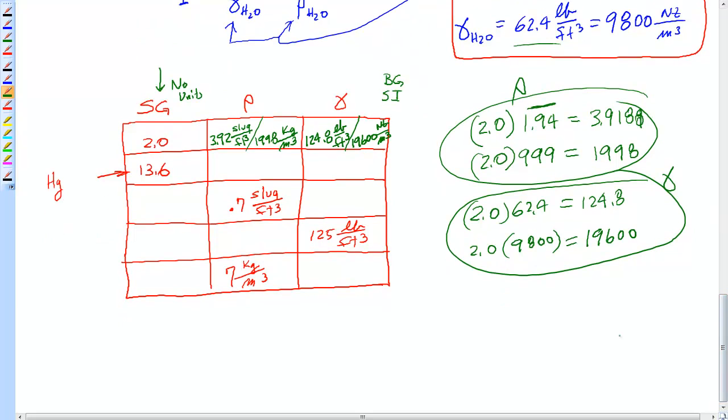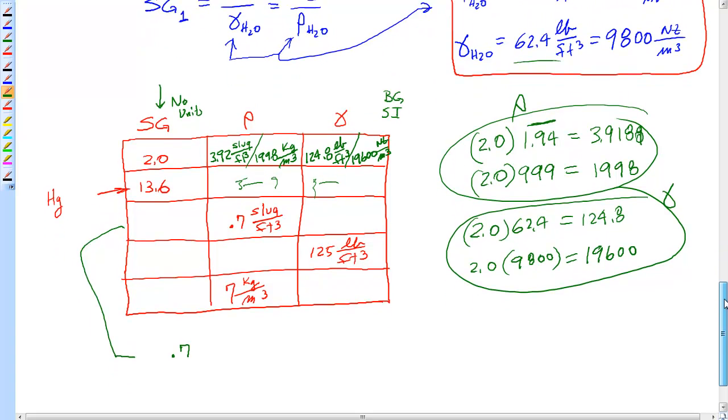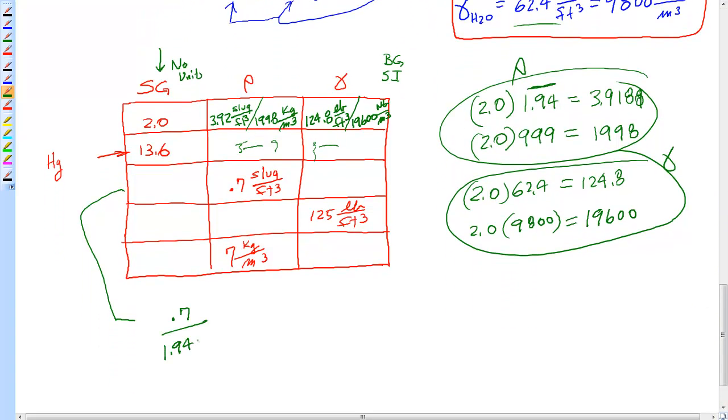And so really what you're doing is you're filling out the columns, filling out the empty spaces here. So all you do is 13.6 times 1.94 gives you the number that goes right in here, and 13.6 times 999 goes in here as well. 13.6 times 62.4 goes right in here, and so on and so forth. Now, what do you do with these? Okay, so this row gives you 0.7, and obviously if it's in slugs per cubic foot, you're in the British gravitational system. So what you do is you divide that by 1.94. That gives you SG. You put that right here.